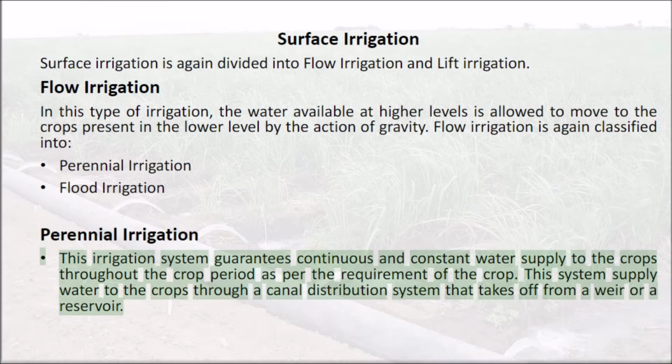This irrigation system guarantees continuous and constant water supply to the crops throughout the crop period as per the requirement of the crop. This system supplies water to the crops through a canal distribution system that takes off from a weir or a reservoir.